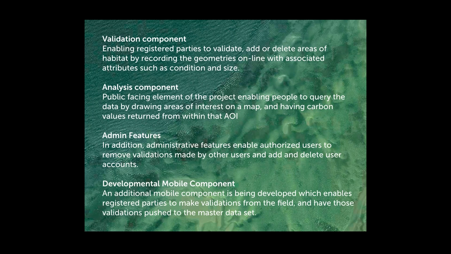So the main components then were the validation component. That was to support the work of validating the remote sensing data, to make sure that we could support the guys doing a baseline assessment, so going out into the field and adding or deleting or amending literally the geometries that mark the boundaries of the specific habitats. That was an online component. And then the analysis component, which is this public-facing element of the project, designed to allow people to explore that information. Through the analysis component, you can't edit data, but you can explore it and delve into detail.